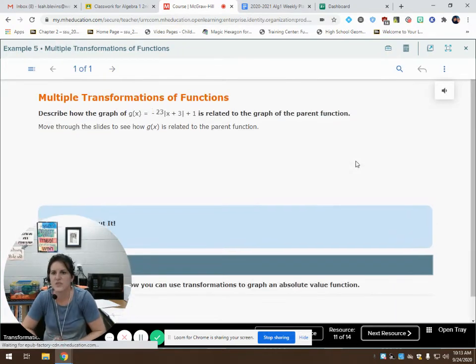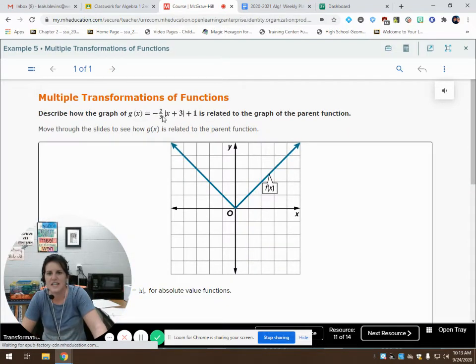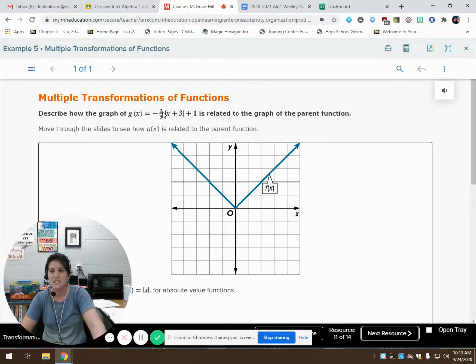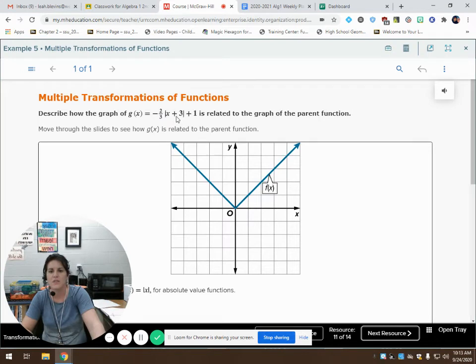Doing multiple transformations of a function. So we've got multiple things happening here. We've got this -2/3 outside of the x plus 3. We've got this plus 3 inside of there. And I've got this plus 1. So I know this 2/3, being negative, is going to cause a reflection. I know the 2/3, it's less than 1, so that's going to cause it to be compressed vertically. I know that this plus 3 should be x minus a -3, so that shifts it to the left 3. And this plus 1 is going to shift it up 1.